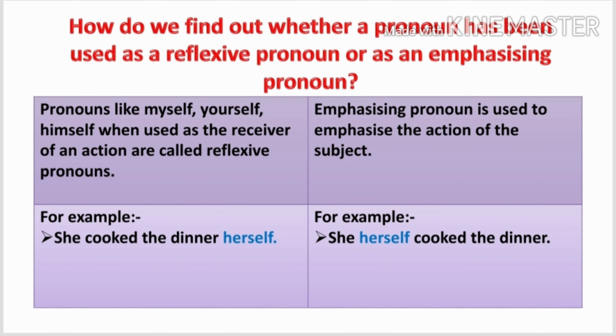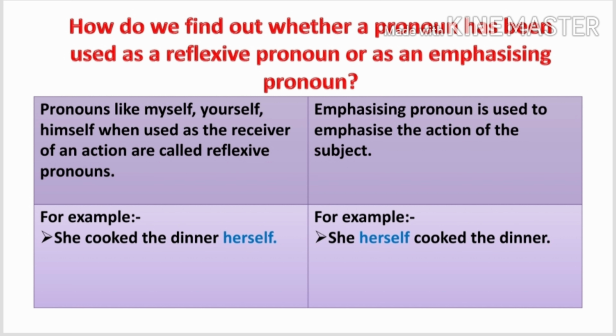Now the question is, how do we find out whether a pronoun has been used as a reflexive pronoun or as an emphasizing pronoun? Pronouns like myself, yourself, himself, when used as the receiver of an action, are called reflexive pronouns. An emphasizing pronoun is used to emphasize the action of the subject. I have discussed the difference with you, so I am not explaining it further.